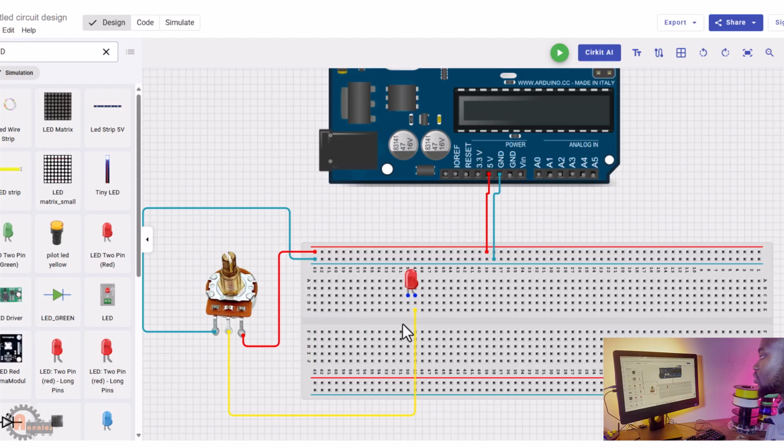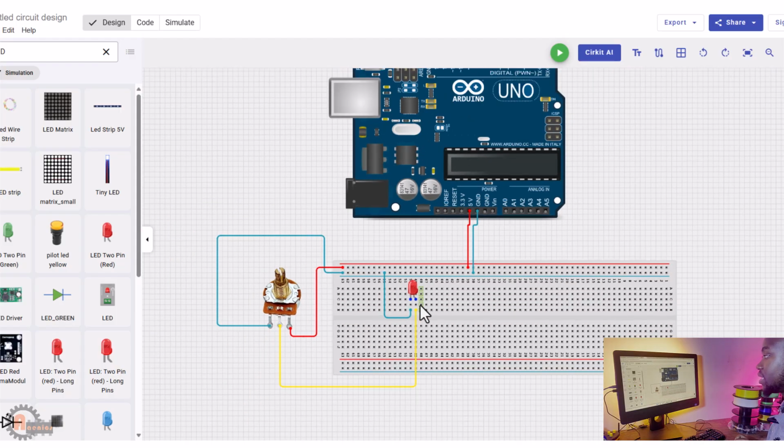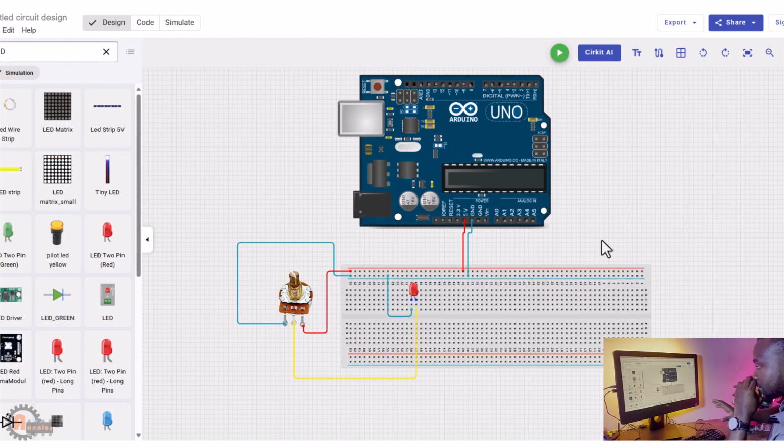All I have to do now is to connect the other end of the LED, which is the cathode? Yes, I have to connect that one all the way to ground, connecting the negative terminal of the LED to ground. I've already connected the anode, or the positive part of the LED, to the signal. So it's really that simple. That is it. You are done.